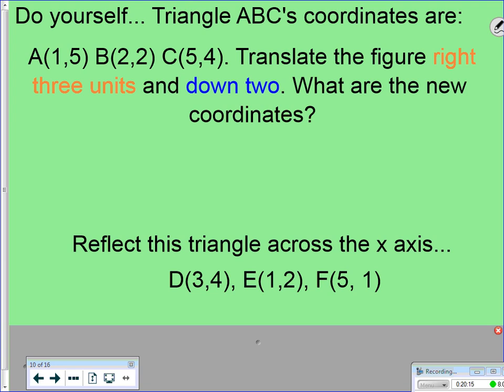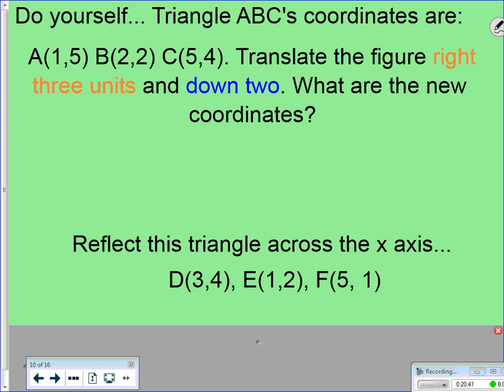Okay, if I'm translating right 3, so am I going to add or subtract? Add. And down 2, I'm going to subtract. Okay, so somebody tell me what my new A is. Who haven't I heard from? Hunter, what's my new A? 3. My new A? Is that right? I would get 4, 3.